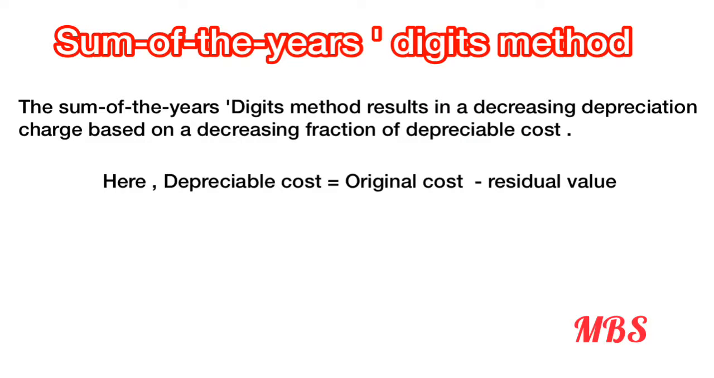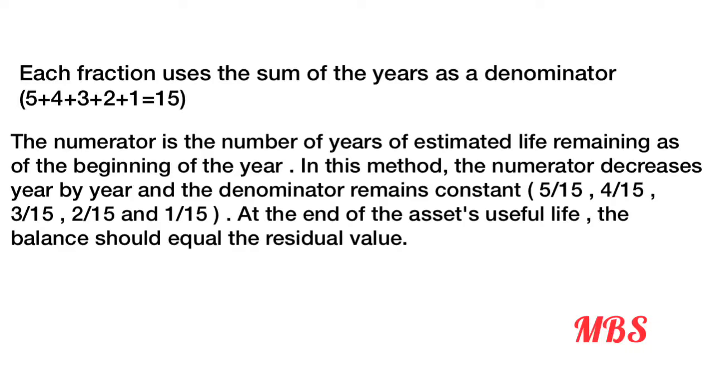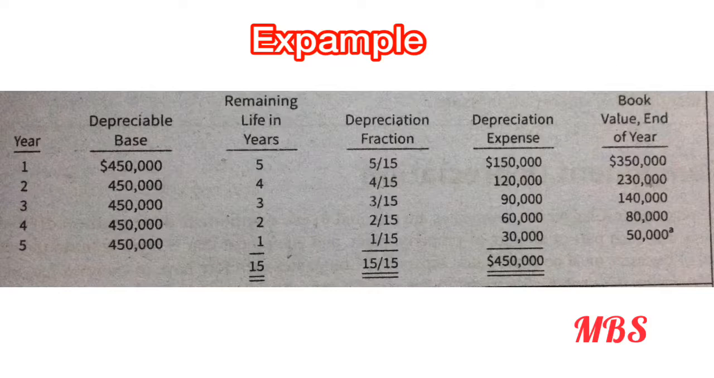Sum of the year's digits method. The sum of the year's digits method results in a decreasing depreciation charge based on a decreasing fraction of depreciable cost. Here, depreciable cost equals original cost less residual value. Each fraction uses the sum of the years as a denominator. The numerator is the number of years of estimated life remaining as of the beginning of the year. In this method, the numerator decreases year by year and the denominator remains constant. At the end of the asset's useful life, the balance should equal the residual value. Here is an example of the sum of the year's digits method.